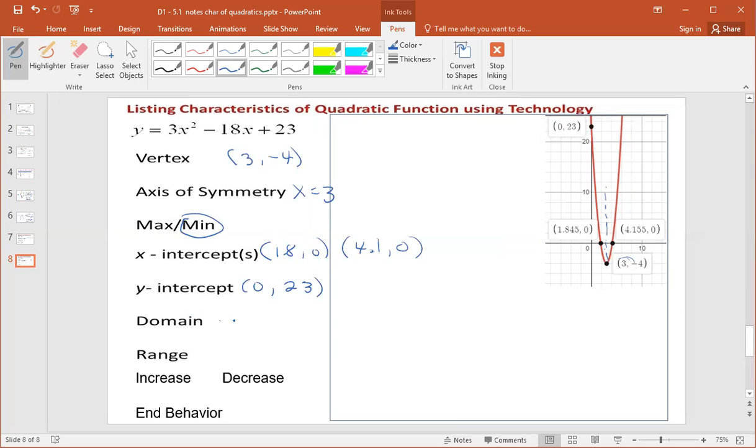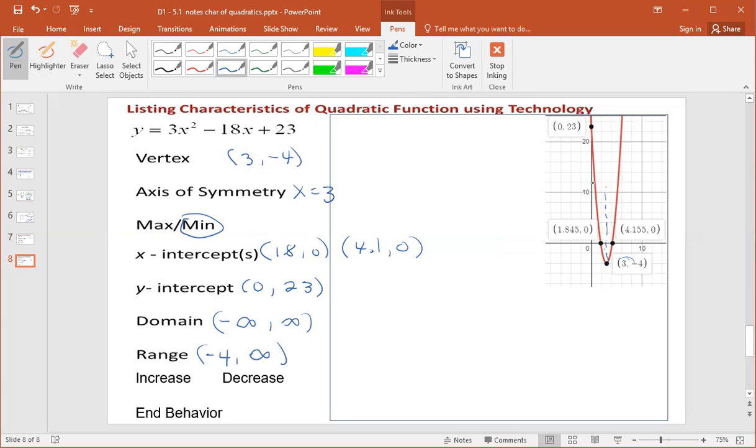Once again, our domain, negative infinity to positive infinity. And the range, the lowest is from 3 all the way up, which is positive infinity. Oh, I'm sorry, not 3, negative 4. So for range, we're looking for y's.